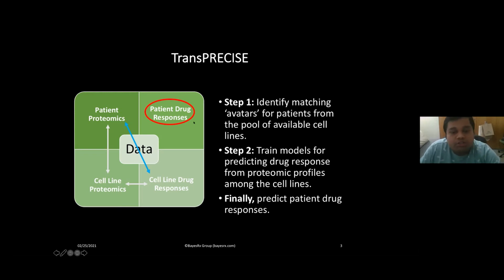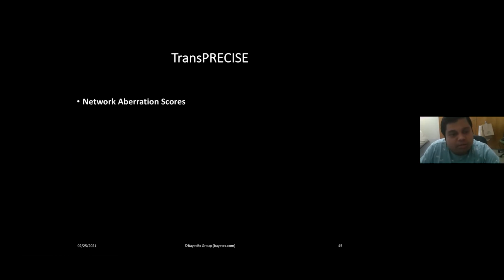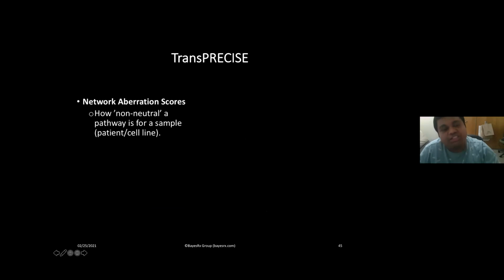So I'm not really going into the math of that, how exactly you're doing that. I have mentioned other references down the line where you can go into it. And if you have questions about that, I can talk about that more. But roughly, these are what we get. So we get, first of all, for each sample, a pathway or network aberration score, which sort of tells us how non-neutral, activated, or repressed a pathway is for a sample. And then using those, we compute the similarity between the patients and cell lines.